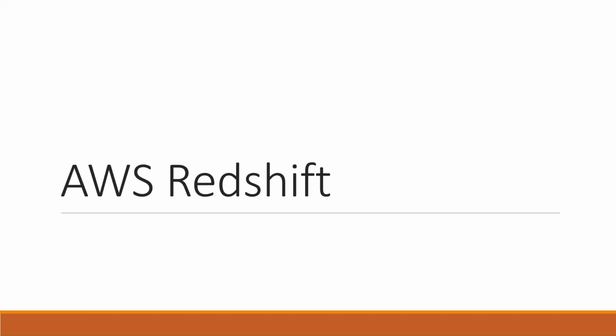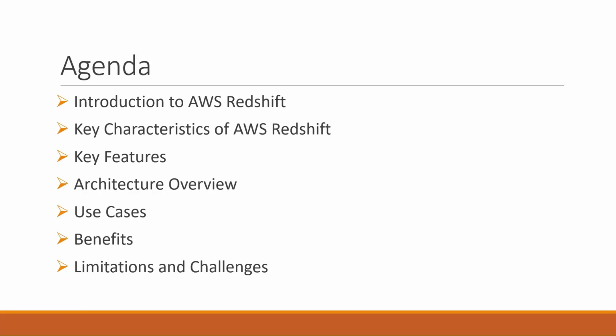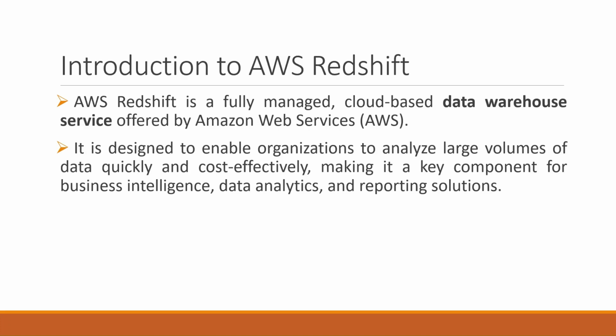So in this video, let's discuss AWS Redshift. Before moving into the video, let's see what topics we are going to cover. Firstly, an introduction to AWS Redshift, and after that, the key characteristics and key features of Redshift. After that, let's see how the AWS architecture works and what the use cases are, and then the benefits of using AWS Redshift, and the limitations and challenges of AWS Redshift.